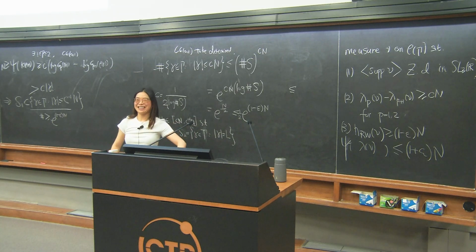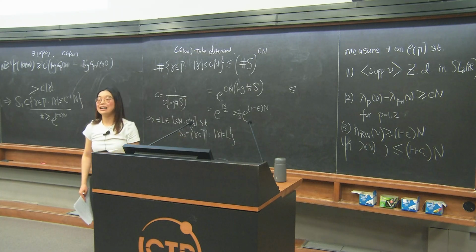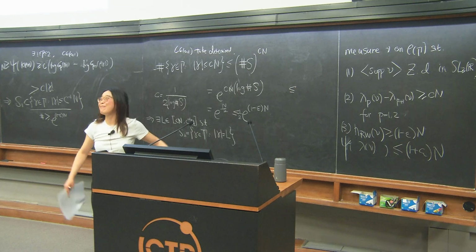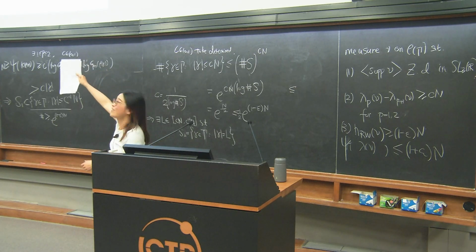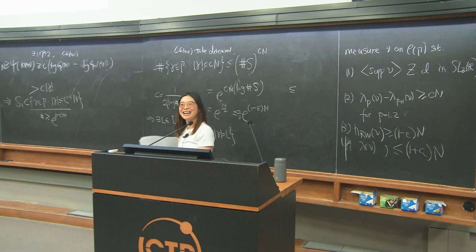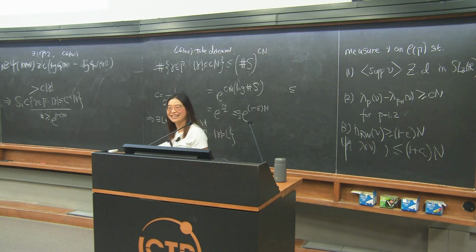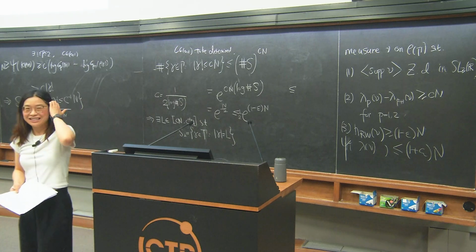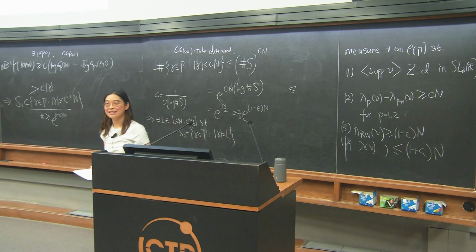Sorry, S2 is a sphere, but I think in our paper we call this kind of set an annulus. So that's why I just keep using these two words. Okay, sorry.